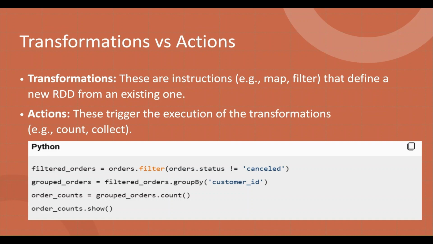So transformations are select, filter, group by, map and so on. The actions are count, collect, or sum, whatever aggregates the records. That's the action, and we are telling it to show the result.